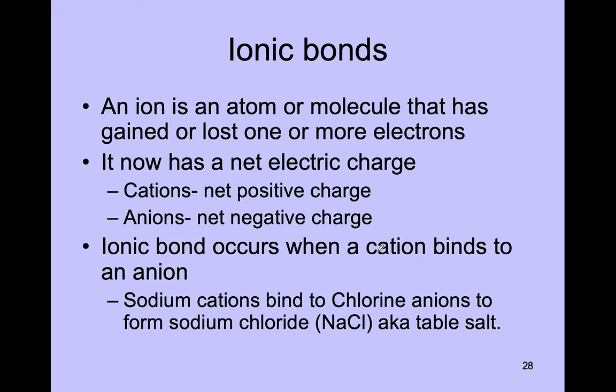Now, ionic bonds are held together between two ions. We have cations and anions. Cations have a positive charge and anions have a negative charge. And when we have a cation attracted to an anion, we form an ionic bond. So an ion itself is an atom or a molecule, but usually it's an atom that has gained or lost an electron. So we have in its normal neutral state, one of the electrons gets lost to something else.